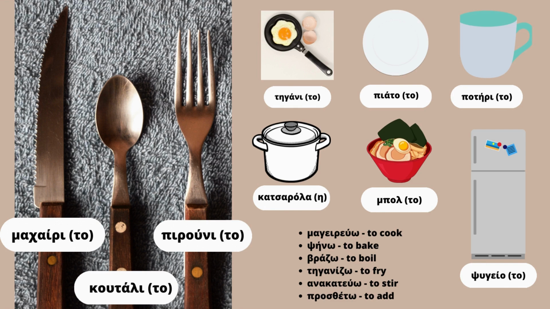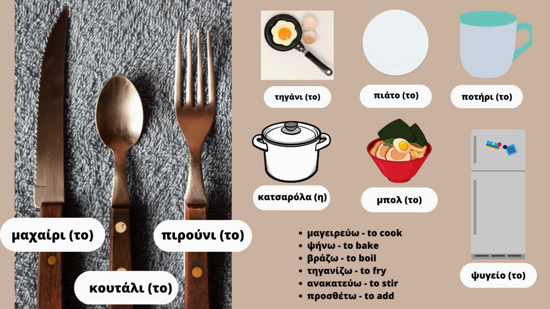Now, we will see some items that are found in every Greek kitchen and therefore every restaurant, so it's very good to know them. The tools with which we eat are knife, spoon, and fork. The Greek words for them are to macheri, to koutali, and to pirouni. I'll repeat, to macheri, to koutali, to pirouni. All of them are from neutral gender.